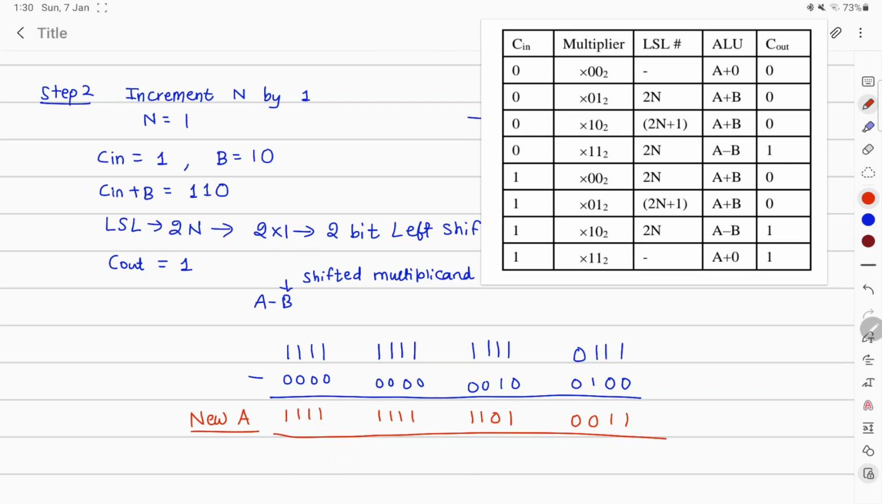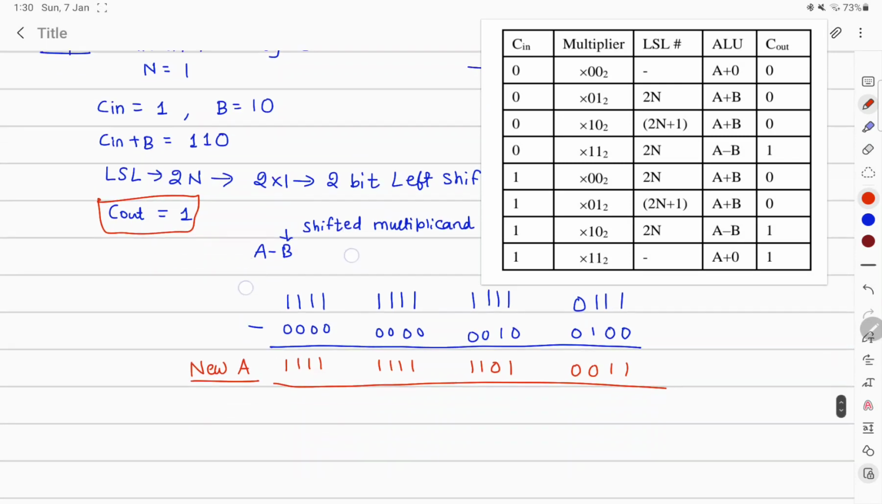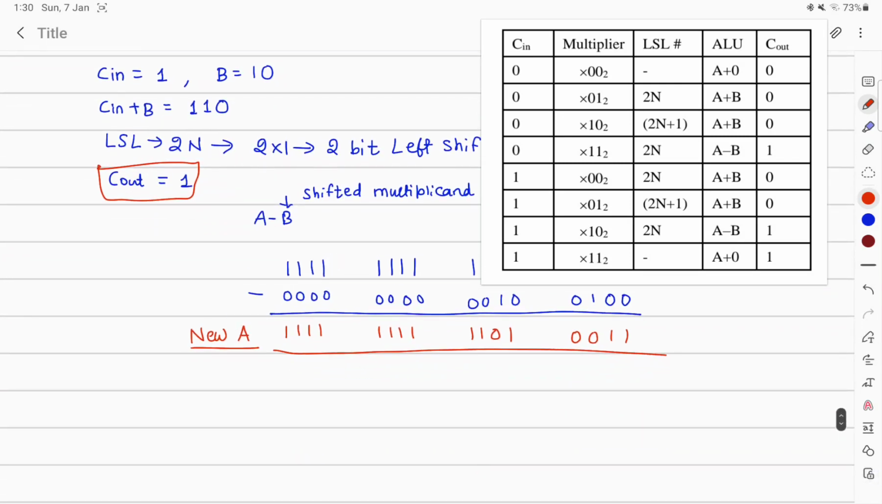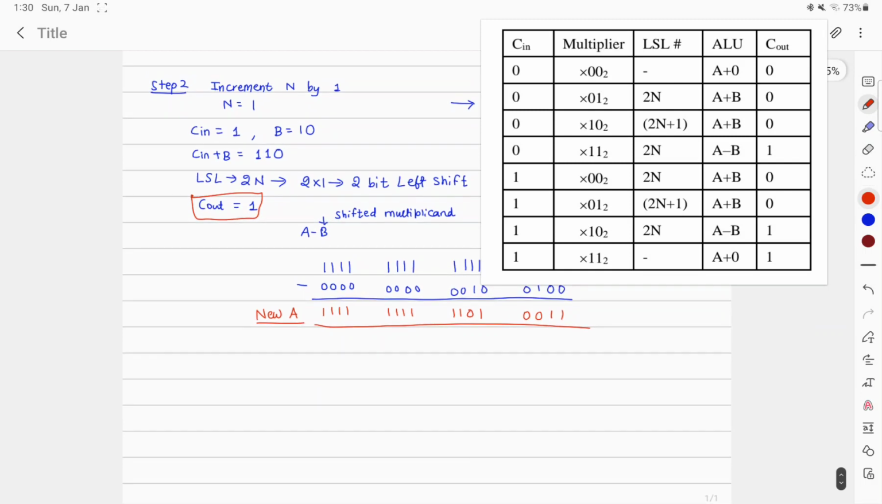And again, whenever you have the multiplier shifting, you will take the original one only. So that is your step 2, and you have got C out equal to 1. So that will be C in for the next step. So what will be step 3 now? How can we do step 3? For step 3, you can increment n by 1. That means n will become 2 now.